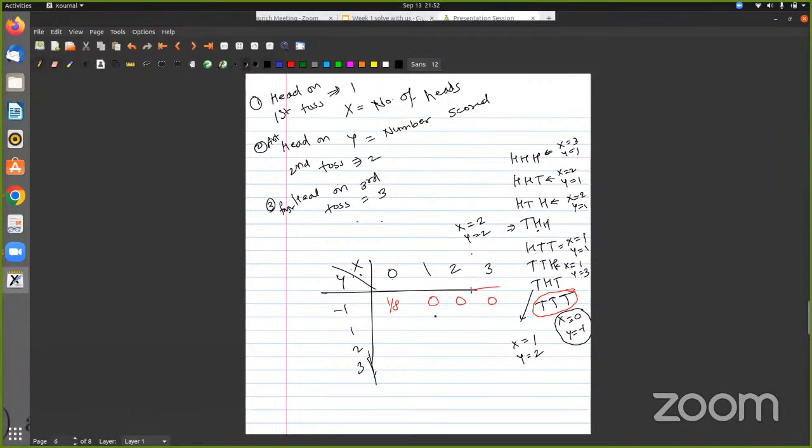Okay, fine. Now, what is the probability that x equals to 0 and y equals to 1? 0. What is the probability that x equals to 1 and y equals to 1? How many outcomes are such? So x equals to 1 and y equals to 1 is this one, right? 1 by 8. Only one possibility is there, so it is 1 by 8.